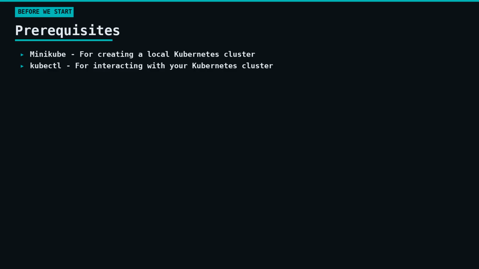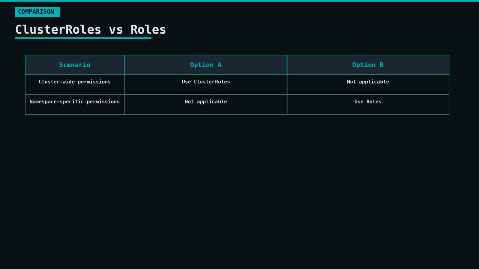When deciding how to manage access in your Kubernetes cluster, you might consider using cluster roles and cluster role bindings versus roles and role bindings. Cluster roles and cluster role bindings are like restaurant chain policies, applying across all locations, while roles and role bindings are like individual restaurant policies, applying only to that specific location. Use cluster roles for cluster-wide permissions and roles for namespace-specific permissions.